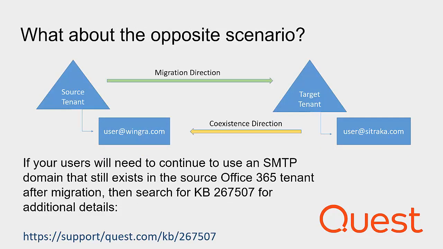If you find that you're in the opposite scenario of the previous slide and require that users migrated to the new Office 365 tenant continue to use an SMTP domain that still exists in the source Office 365 tenant, then search for KB article 267507 for additional details. We will now head to the on-demand migration portal to demonstrate enabling domain coexistence.